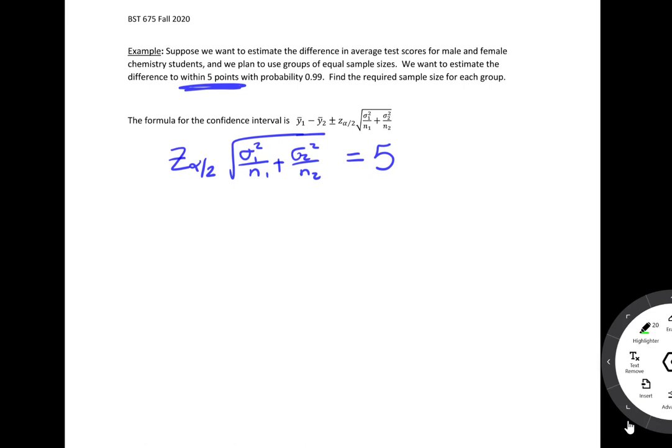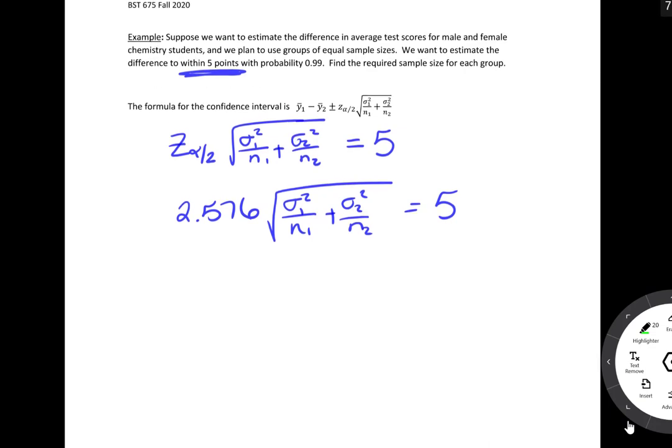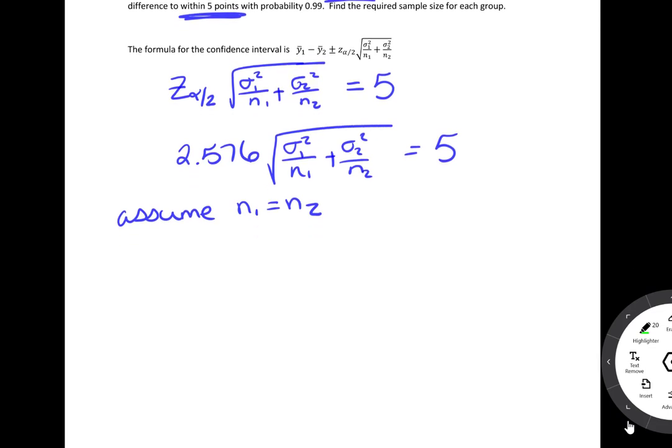We know that Z alpha divided by 2 for a 99% confidence interval is 2.576. We're still going to have times the square root of sigma squared 1 over n1 plus sigma squared 2 over n2, and it's going to be equal to 5. Now notice this would be very hard to solve if we have n1 and n2, so usually what we'll do in this case is we're going to assume that we have groups of equal sample size, and notice that that is given to us up here. So we're going to assume n1 is equal to n2. So the next thing we need is we need to figure out what to do for the values of sigma 1 squared and sigma 2 squared. So our formula becomes the following.